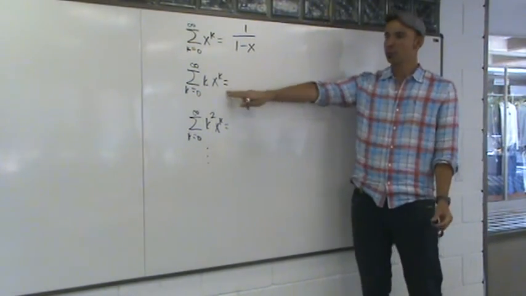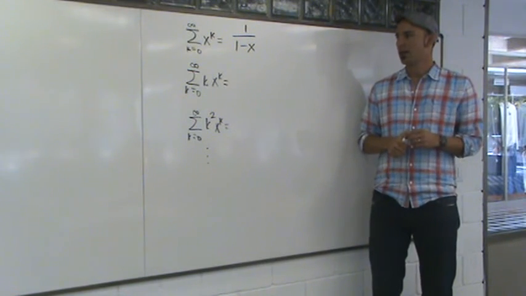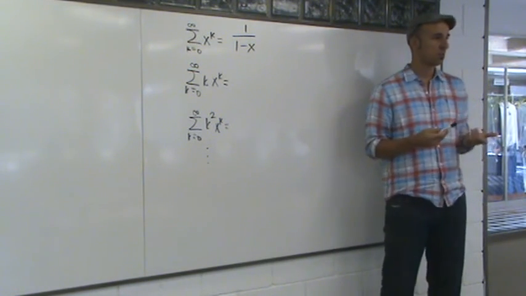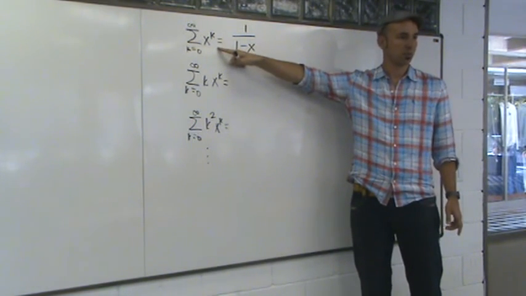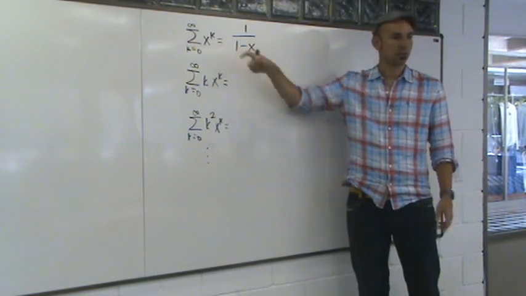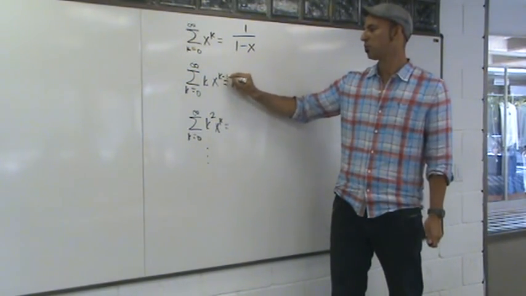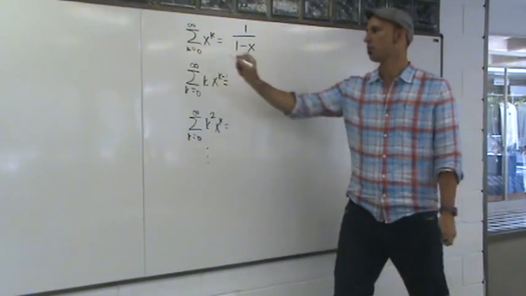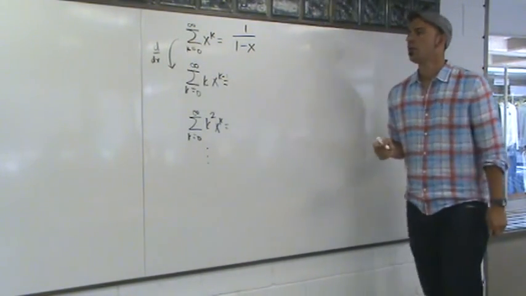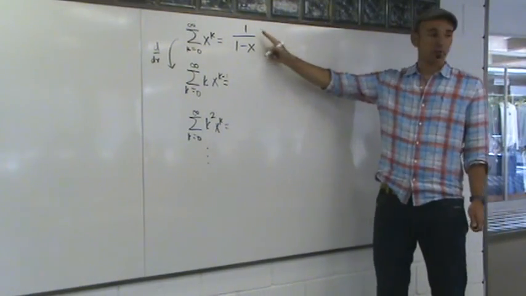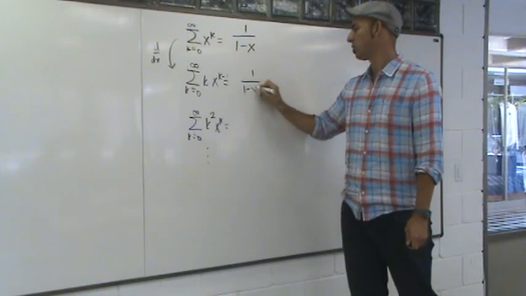Okay, so how do I compute this one? Well, there's a couple of ways. There's one trick, which is what? We could take the derivative of this. What happens if you take the derivative? Well, the derivative of x to the k is k x to the k minus 1 when I take the derivative. What is the derivative of 1 over 1 minus x? It's 1 over 1 minus x squared.